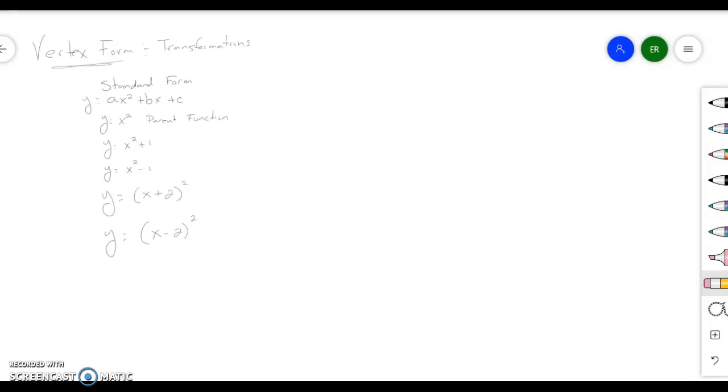Okay, so we are talking about vertex form and transformations of quadratic equations. And if you remember back, we started talking a little bit about standard form when we talked about polynomials. But now we're talking about the graphs of quadratics. So we're looking at them as functions instead of just expressions.